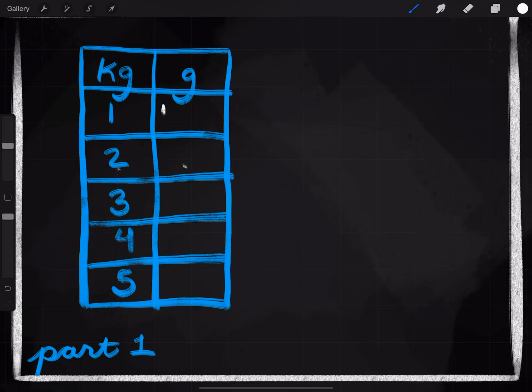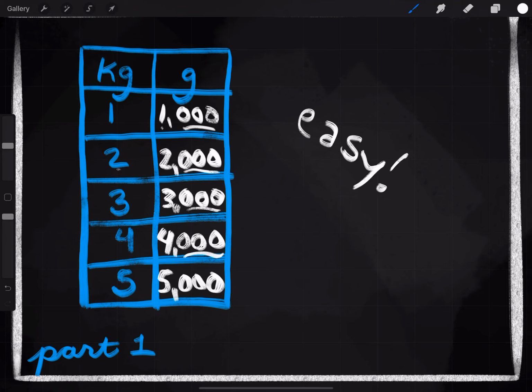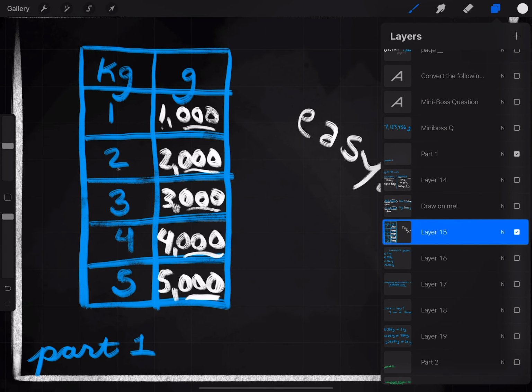So we should have filled it out like this. 1 kilogram is 1,000 grams. 2 kilograms is 2,000 grams. 3 kilograms is 3,000 grams. 4 kilograms is 4,000 grams. 5 kilograms is 5,000 grams. Look at our lovely metric system, making it so easy to do. Easy. Because I'm just adding 3 zeros to everything. How nice. As a lazy mathematician, you might like this too. There you go.